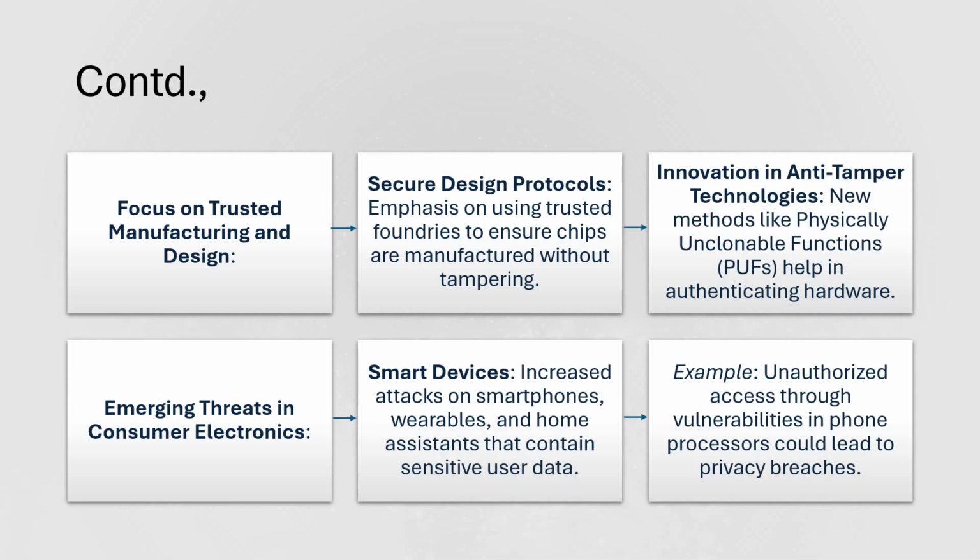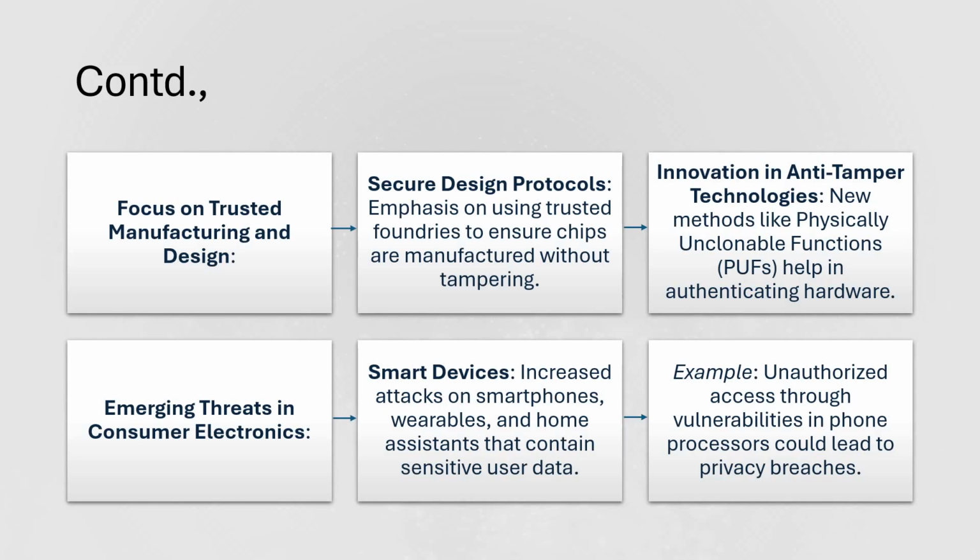Now, we need to understand how we go ahead and counter all these problems. We can focus on trusted manufacturing and design, which means we need to look into options for secure design protocols. The emphasis should be on using trusted foundries, which can ensure chips are manufactured without tampering. And anti-tamper technology innovations should really come up. New methods like physically unclonable functions, we call them PUFs, can really help in authenticating the hardware.